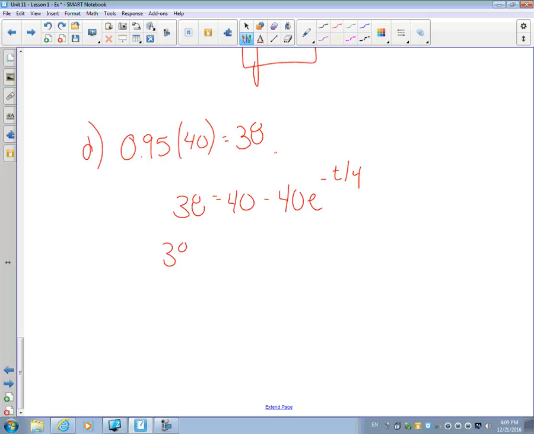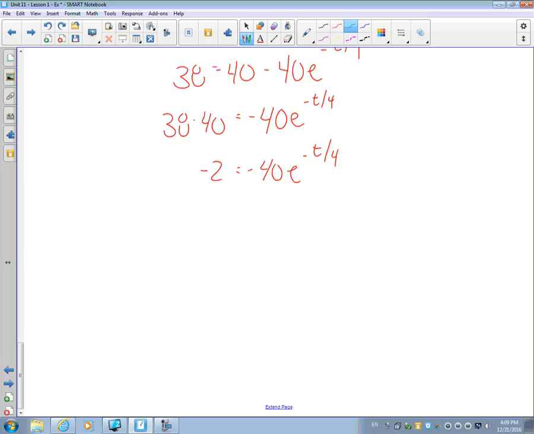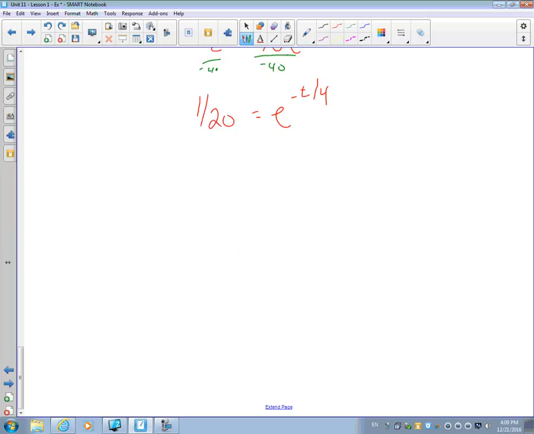To solve it, okay, we got to create a base on each side. Then we can use our log law idea. Okay, so we're going to rearrange. We're going to divide out both sides by this negative 40, which is 1/20th, or 0.05. That's fine too. Don't really make a difference. Okay, and then we're going to take the ln of each side. So the ln of 1/20, I'm going to change to a decimal, 0.05, and the ln of e to the negative t over 4.